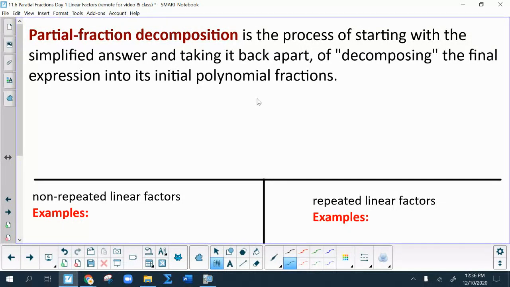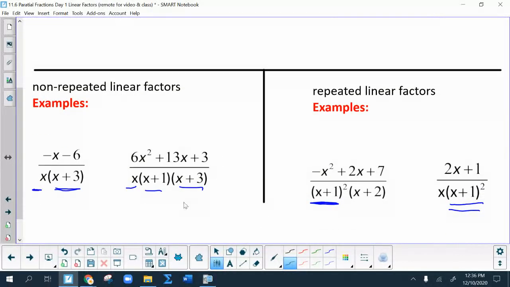So here's the two different forms that we're going to be talking about today. We've got the form that's called the non-repeated linear factor form, and then the repeated linear factors. So here's some examples of each. On the left-hand side, the denominators are all linear, and none of them have multiplicities bigger than 1. So nothing is squared, nothing is cubed. It's just first degree, first degree, first degree. Also notice that the numerators are at least 1 degree less. They have to be a degree less.